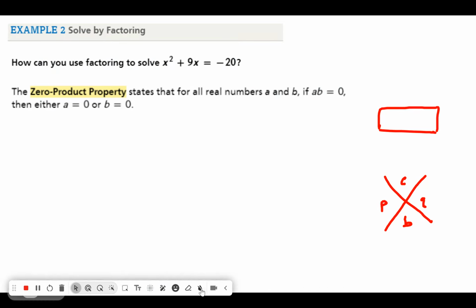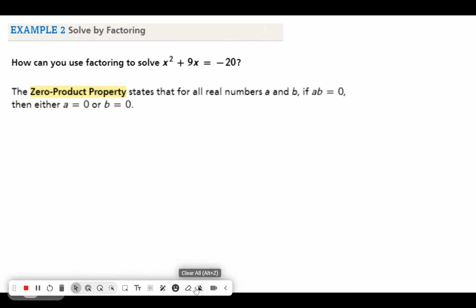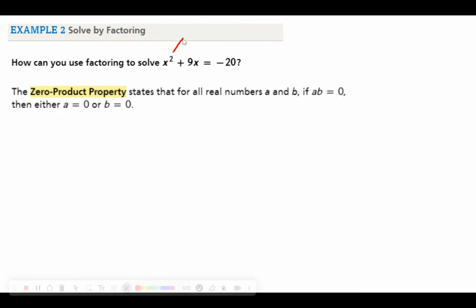Okay, so let me clear this. Example 2 actually says solve by factoring. How can you use factoring to solve x squared plus 9x equals negative 20? This is a quadratic equation. I know that because it has the x squared, which makes it quadratic. So we're going to use what's called the zero product property to solve this.